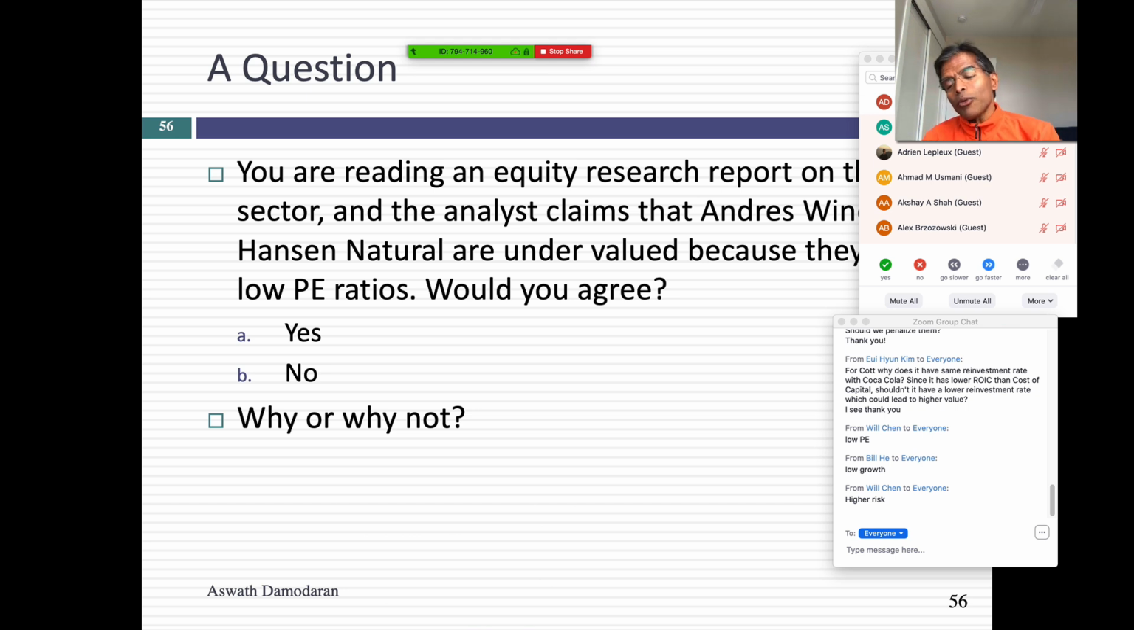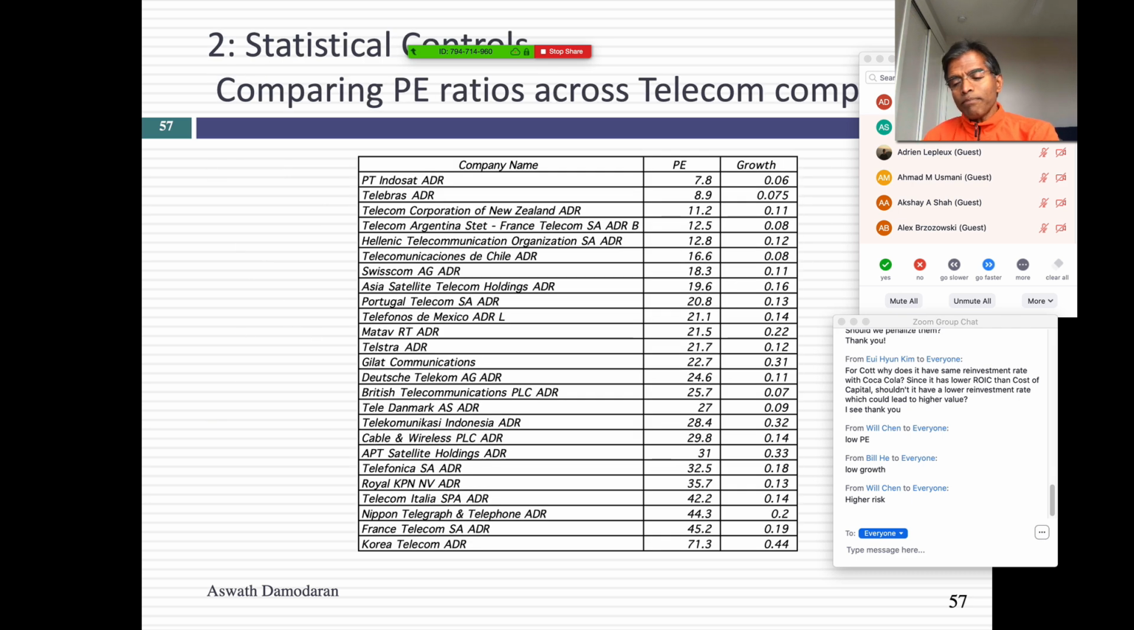I'm going to come back with the way you tie up the knots, because already you can see, and you can pick up equity research reports, and you'll see equity research analysts make this kind of mistake over and over again. The stock is cheap, but they haven't even bothered checking the numbers that need to be checked, growth and risk. So when I say Andre Wine and Hanson Natural are undervalued, I'm missing the fact that one company is really low growth and the other company is really high risk. I'll come back, as I said, to that beverage example in a little while.